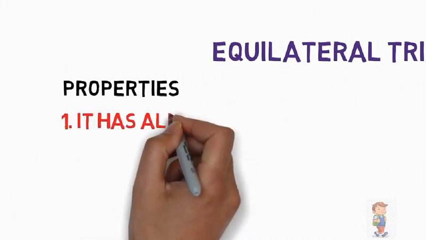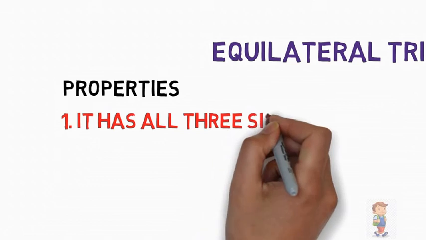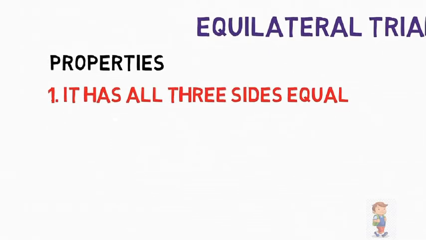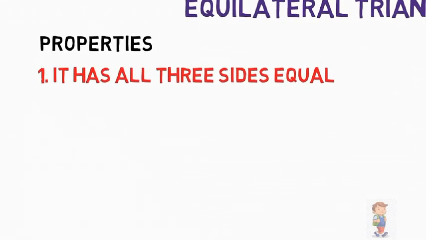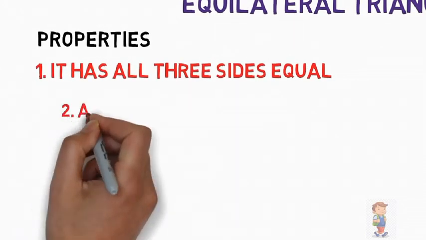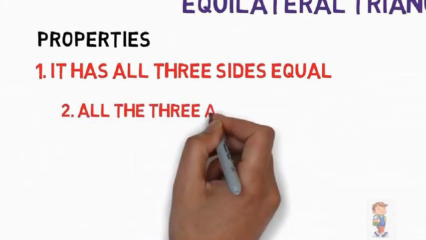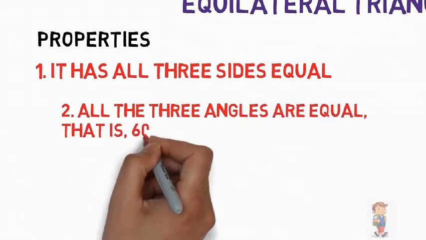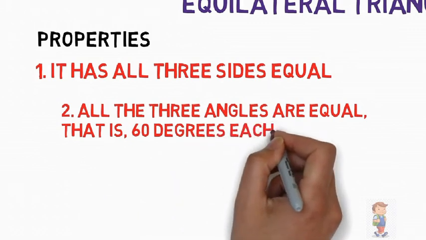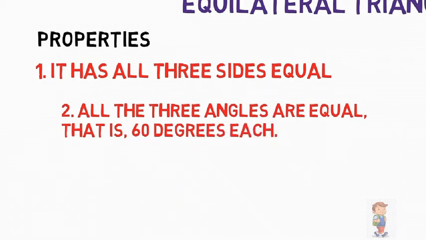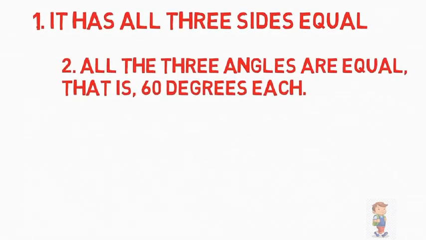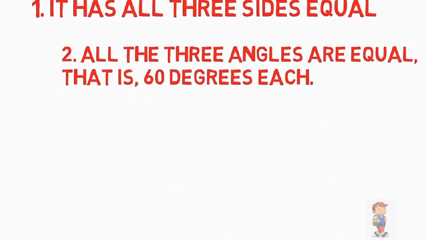It has all three sides equal. All the three sides of an equilateral triangle are equal. So therefore, if all the three sides are equal, it means all the three angles of an equilateral triangle are equal as well. And remember, we have three angles. So each of the angles is 60 degrees. Together, they form 180 degrees.